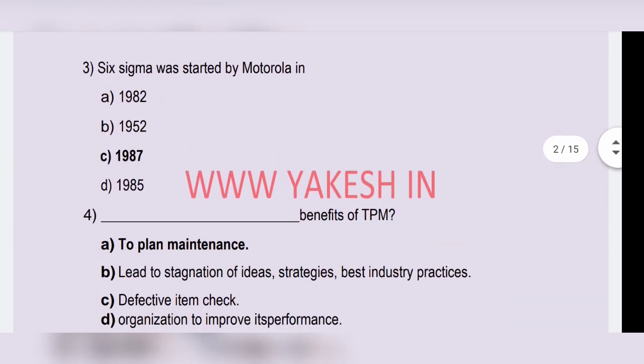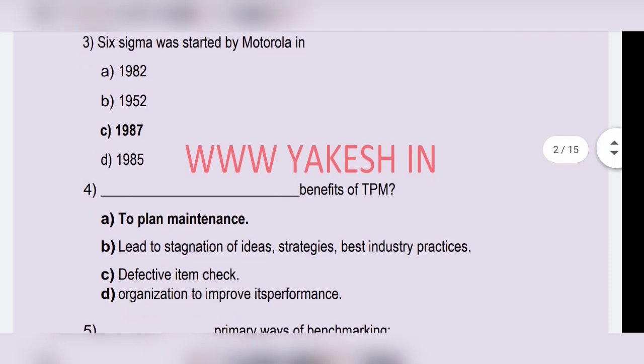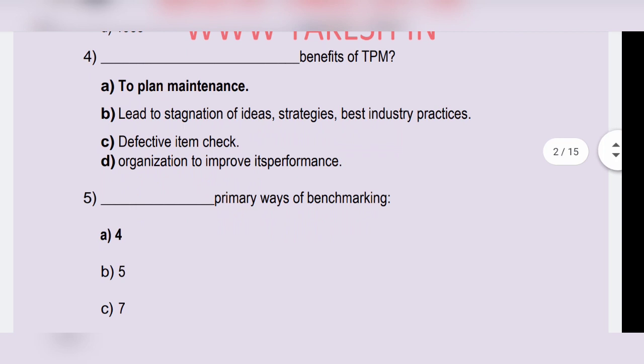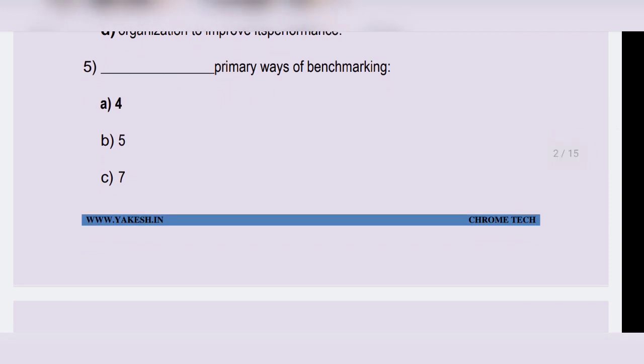Six Sigma was started by Motorola in option C, 1987. Option C is the correct answer, 1987. Dash benefits of TPM to plant maintenance. Option A is the correct answer. Next question. Dash primary ways of benchmarking. Option A, 4.